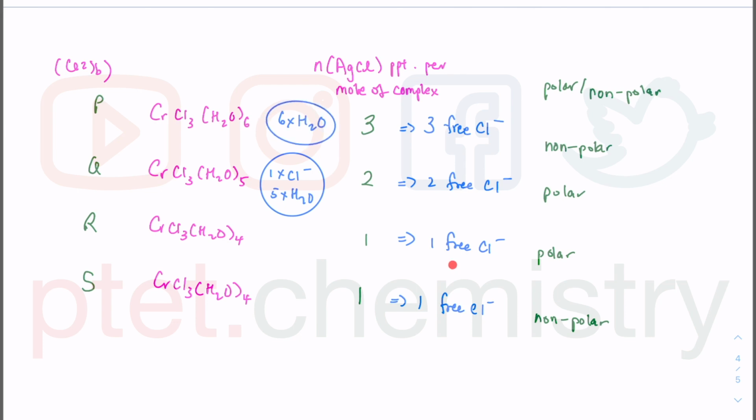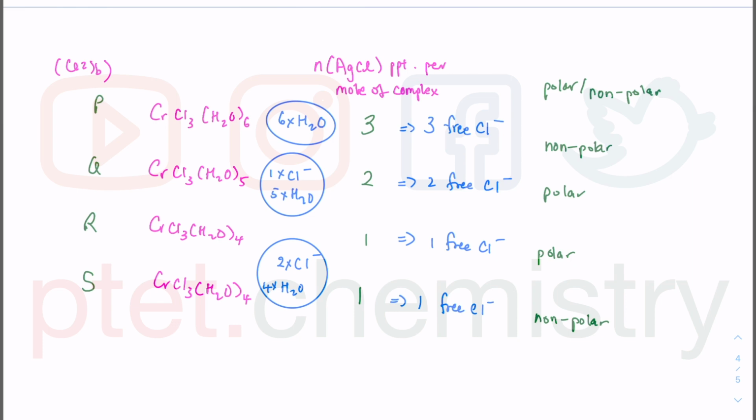And there's 1 free chloride, so I have got 2 times Cl minus coordinated to the chromium, and I have H2O times 4. So that is true for that. And these are the same scenario, so I can say they are the same. But what is different is one is polar and one is non-polar.